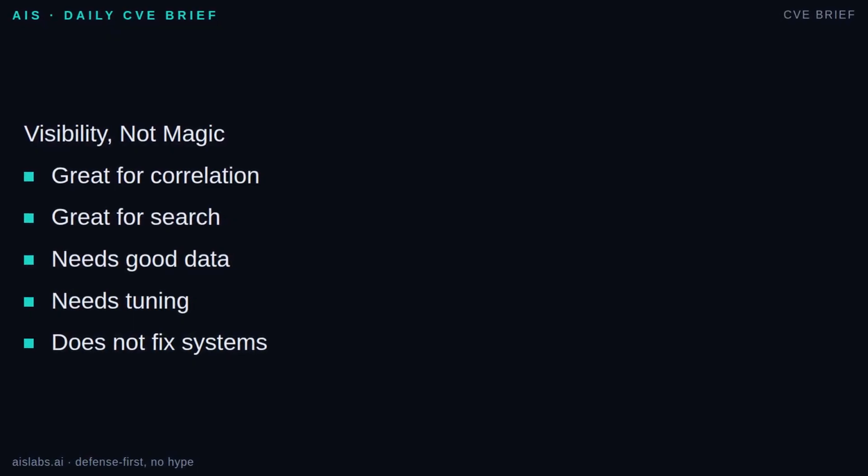A SIEM is strong at 3 things: central visibility, correlation, and investigation. It lets analysts search across systems, build timelines, and detect patterns that individual tools may not see alone. It is also useful for reporting and compliance because it stores event history in one place.